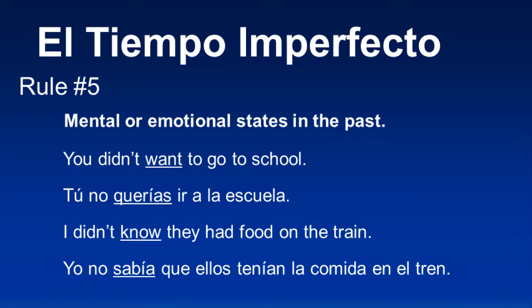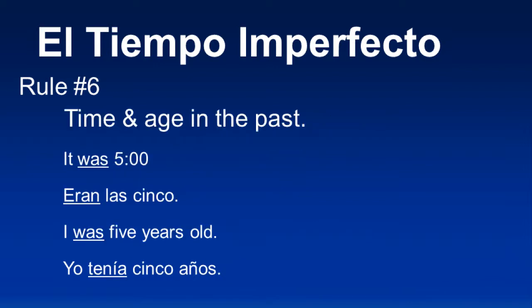Rule number 5, a mental or emotional state in the past. These sometimes get a little tricky, so don't try to overthink it, but you didn't want to go to school. Tú no querías ir a la escuela. You just didn't want to go, and there was no beginning or end of that action. I didn't know they had food on the train. Y yo no sabía que tenían comida en el tren. So these are mental or emotional states in the past with no reference to time.